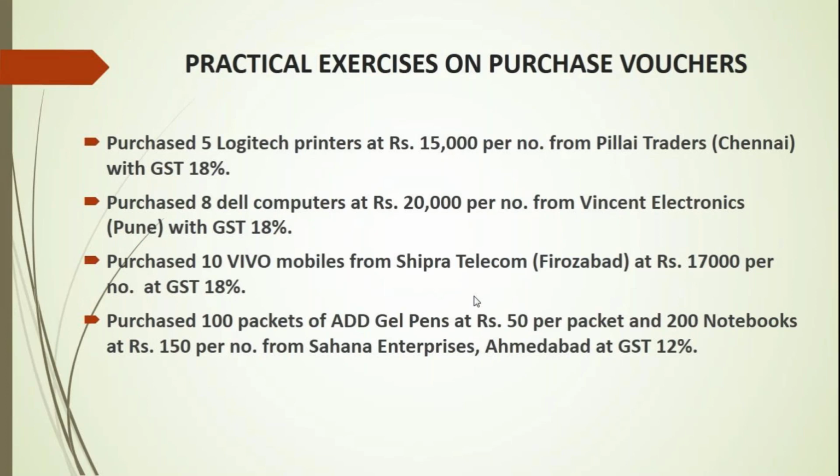Now here, in all these cases, let me discuss the first one. In the first case, location of the supplier is Chennai, place of supply is Bangalore. In the second case, location of the supplier is Pune, again place of supply is Bangalore. Third case, location of supplier is Firozabad, whereas place of supply is Bangalore. And in the fourth case, location of the supplier is Ahmedabad and place of supply is Bangalore. So in each case, the location of the supplier varies.